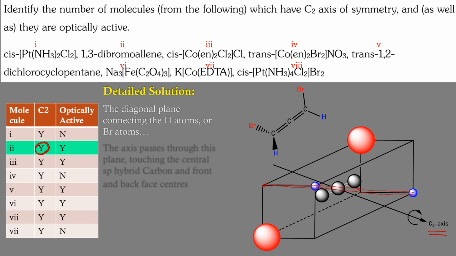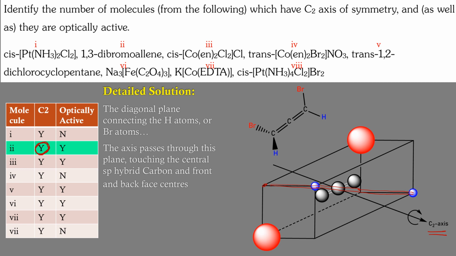Along that plane, if we pass an axis which is touching the central carbon atom, this sp2 hybrid carbon atom, and this is passing through the face center of the front face and the face center of the back face as well. If you see from that viewpoint, if you rotate this by 180 degrees across that, this hydrogen from one particular corner of this rectangular face will go to the opposite corner of the rectangular face. That's very much evident. We can see it very clearly.